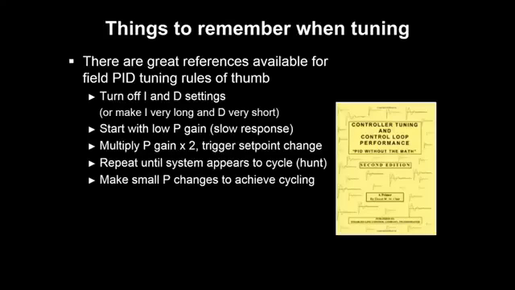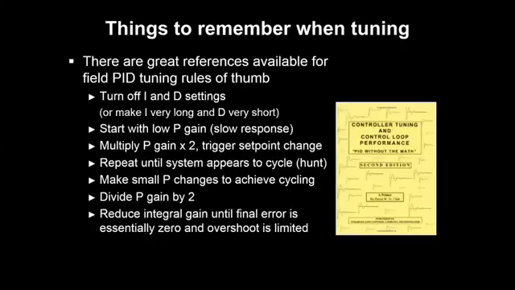Keep making P changes until you get what looks like a perfect sine wave, so perfect cycling. It's not something you actually want in your system, but in this tuning process, once you have that, you can divide by 2, because you've now found a good magnitude that you can back off from, and you can fill in the gaps with the integral gain. So now you reduce the integral gain by 2, dividing by half, until you see that you've limited your overshoot, and that in a reasonable amount of time you can get to effectively 0 steady state error. So that's what the process looks like.